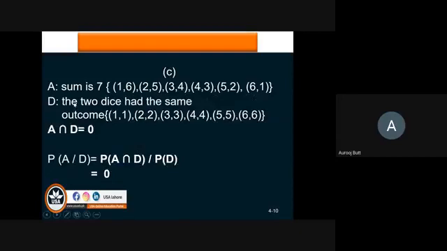So this is an event D. And you need to find the probability that the sum is 7 given that the two dice had the same outcome. So according to the conditional probability, you'll just take the intersection of both of these events, that are event A and D, and divide it by whatever is given under this condition. That means under this given, that is event D, you'll be dividing it by probability of D.